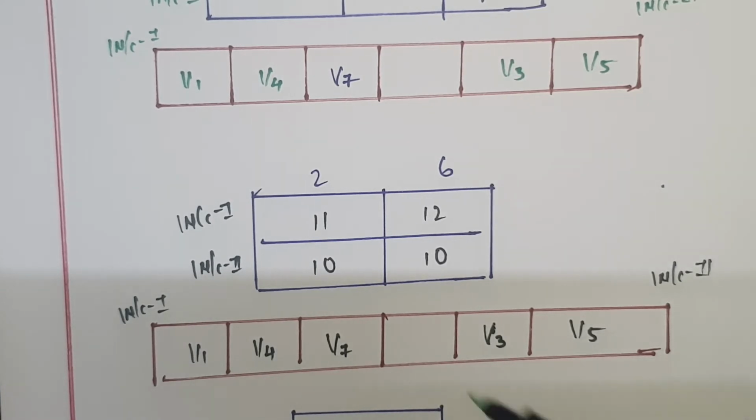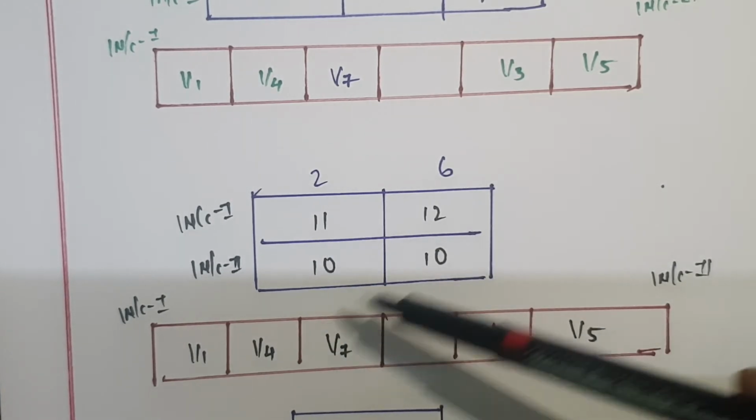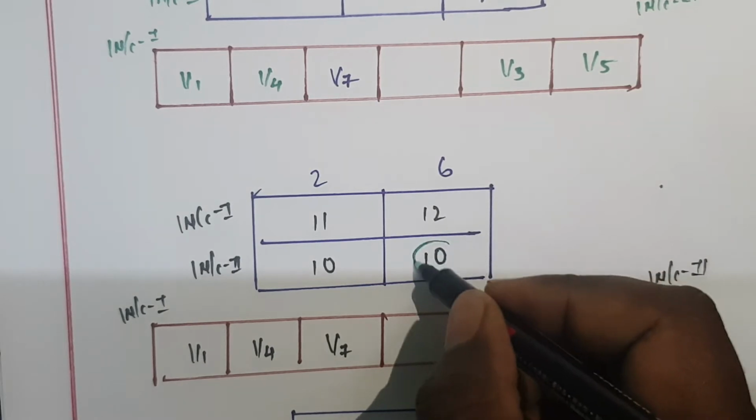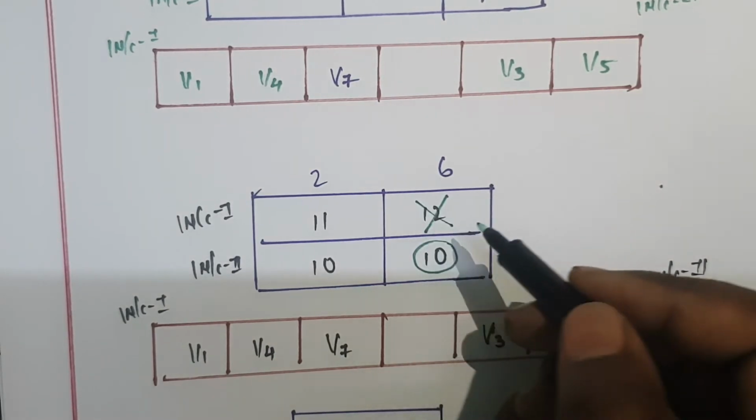as you can see, if you add this one, how much you are getting? 21. If you add this one, how much you are getting? 22. So better to take the higher value. Higher value means this value. You have to cancel this one. Okay?